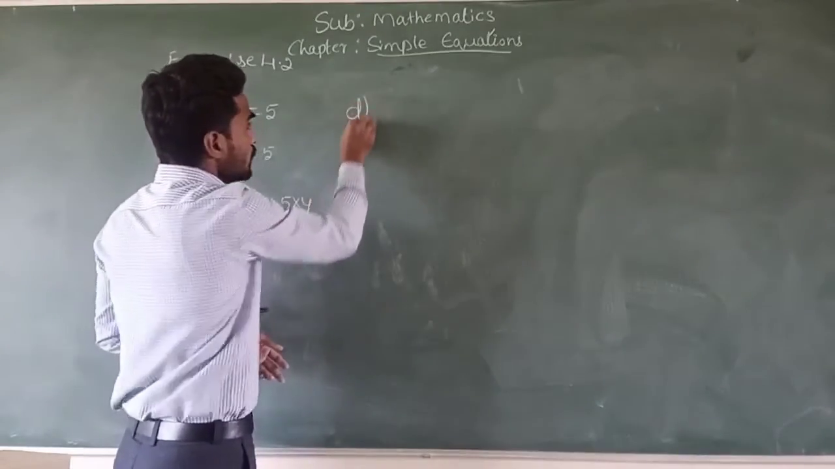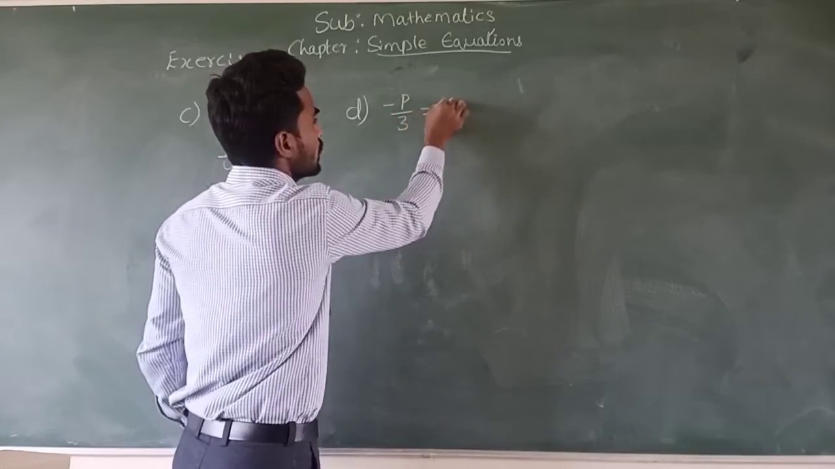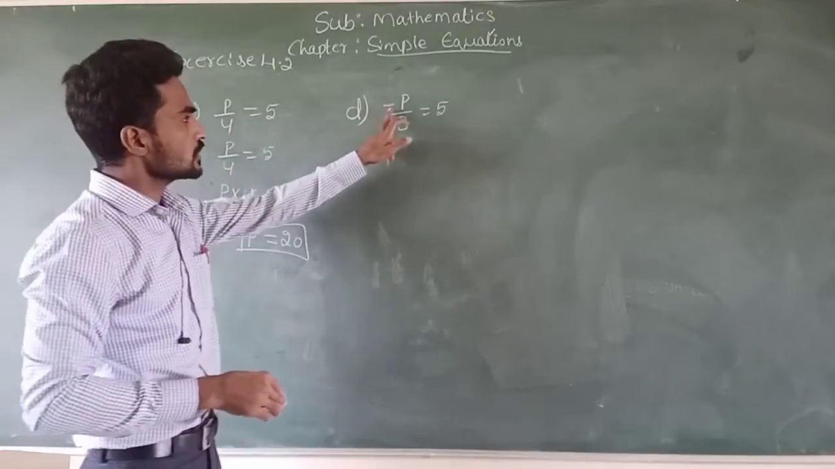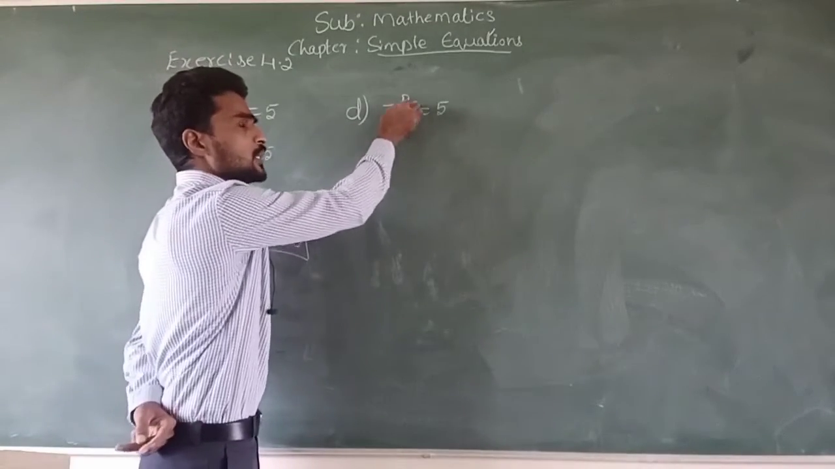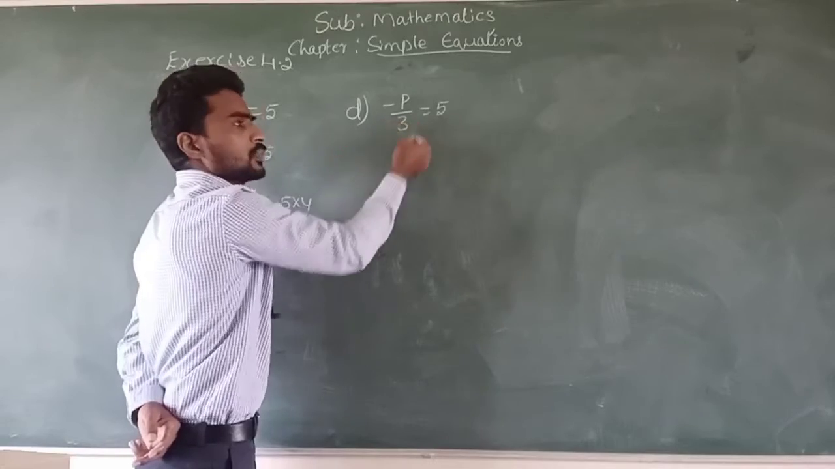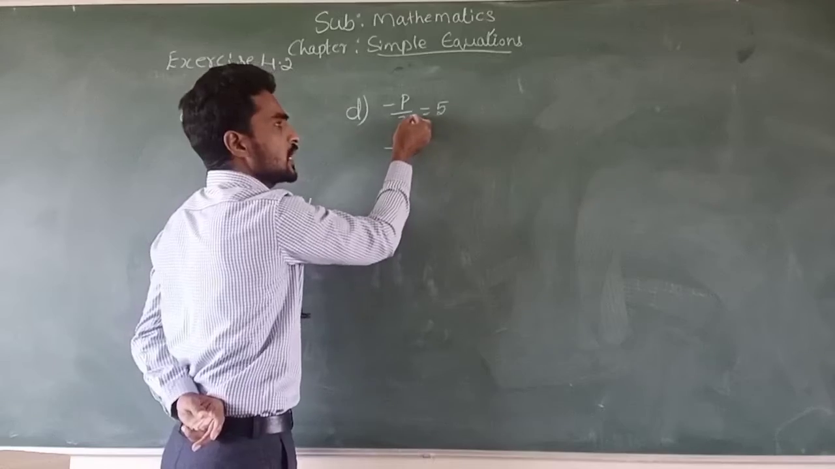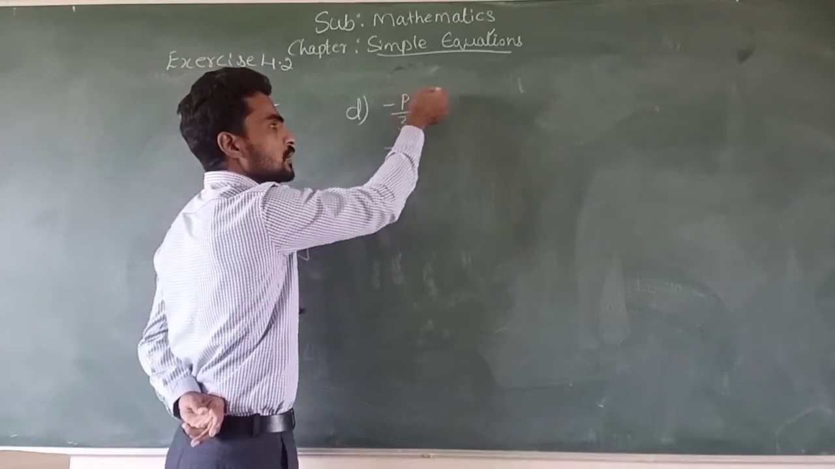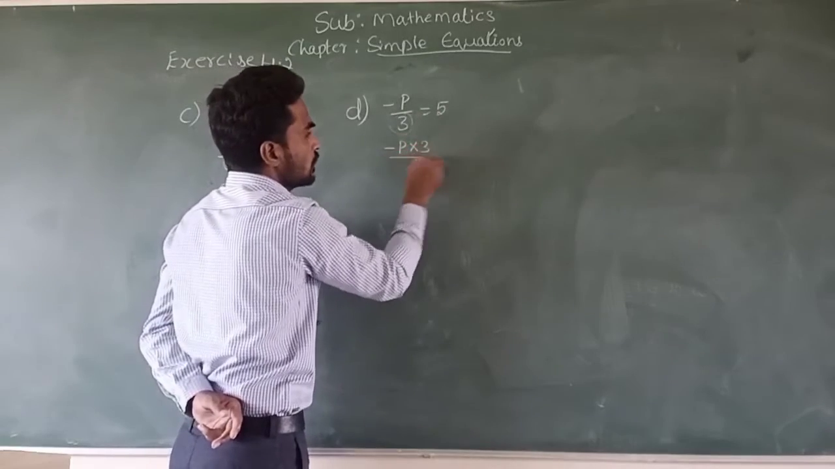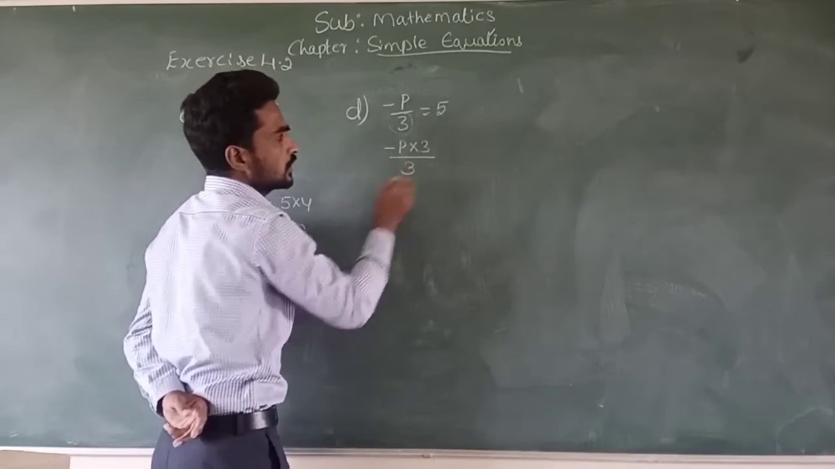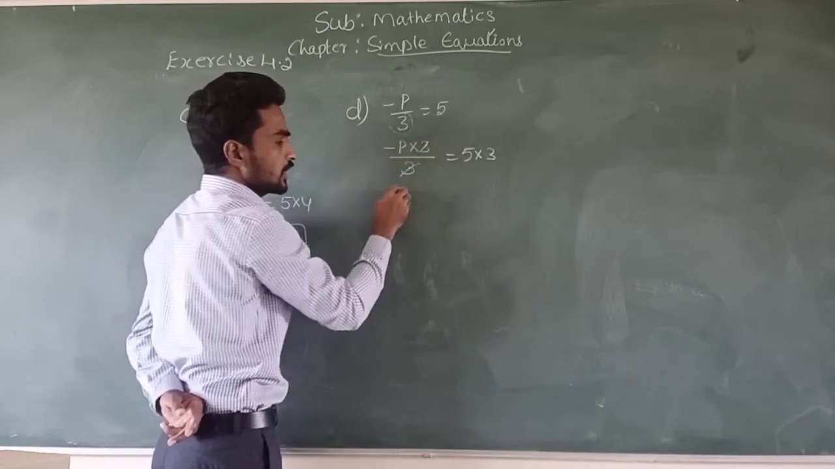Next one, the equation is minus p by 3 is equal to 5. Here p is the variable, and it is divided by 3, that is equal to 5. Now consider the equation. For cancelling this 3, we can multiply by 3 on both sides. Minus p divided by 3 times 3, we get 5 times 3. Now the 3s get cancelled.